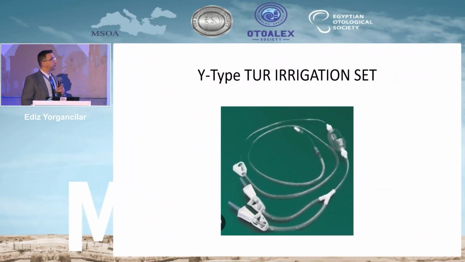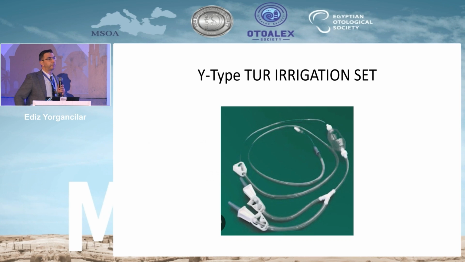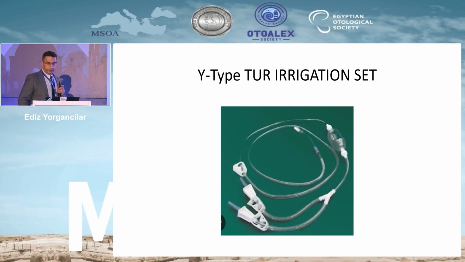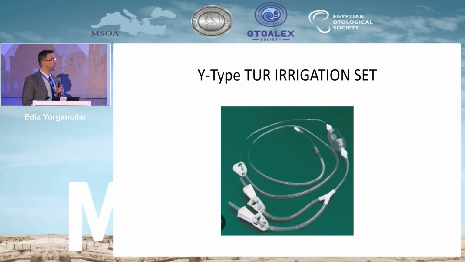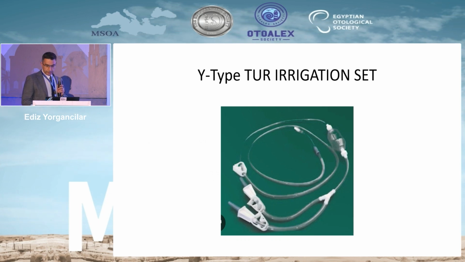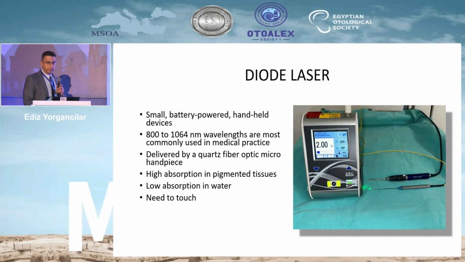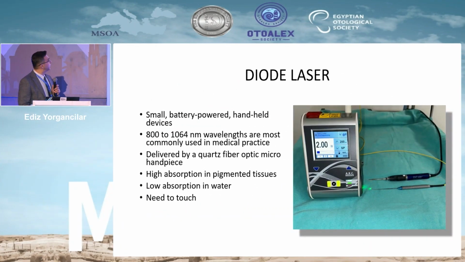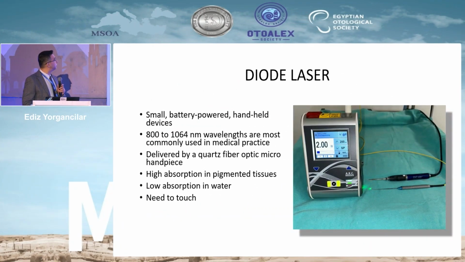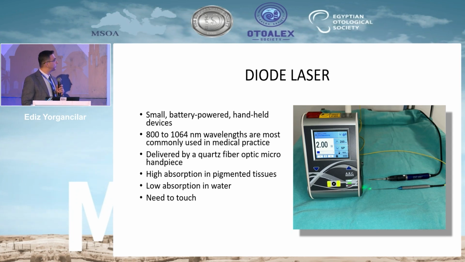And the Y-type irrigation sets, used by urologists for prostate surgery, help us with continuous drilling and controlling the debit for saline. And the diode laser is a good device for endoscopic surgery.